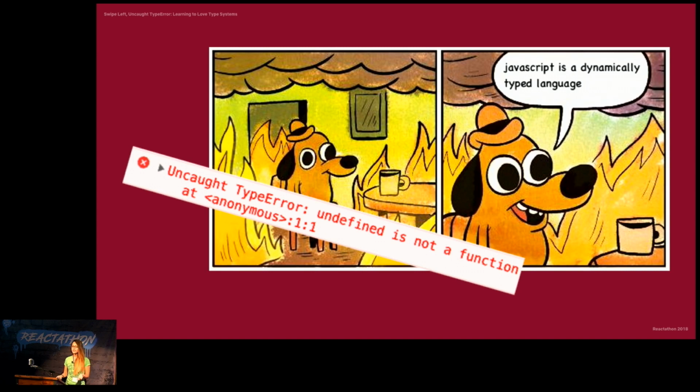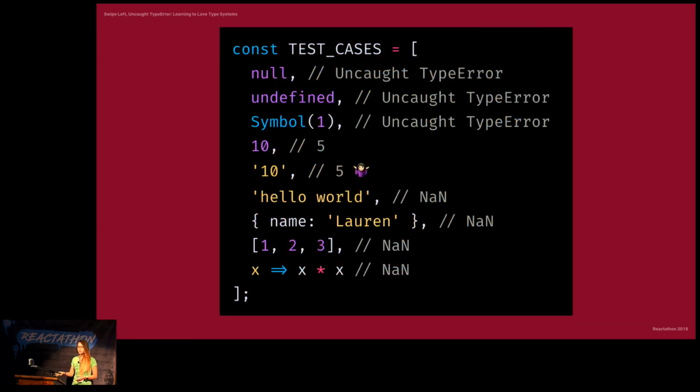Which is fine, I guess, but I know it can be really frustrating not being able to catch these kinds of bugs before you ship into production. So anyway, if we fix the error and we run our program again, we'll see that most of these inputs throw type errors or result in some kind of nonsensical value like not a number.